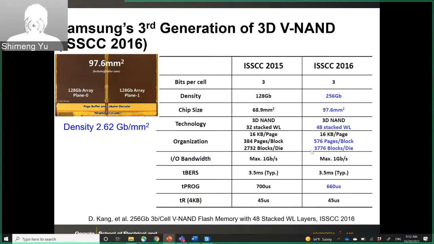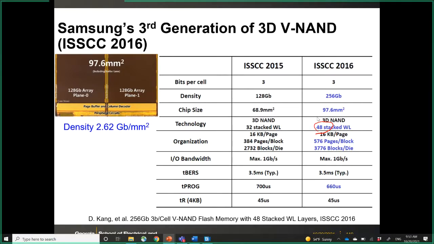And then this is the third generation in 2016. The density further improved to 2.6 gigabit per millimeter square. In this case, the number of layers becomes 48. And the other specs remain similar as before. So you see the trend is generally to make more and more vertical layers, from 24 to 32, 32 to 48.